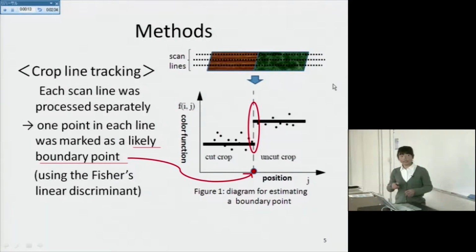This is a model of the field. This side is cut crops, and this side is uncut crops. First, the RGB cameras scan the color data in the unit of each line, and then the processor processes the data by using Fisher's linear discriminant. This is a diagram of the result.